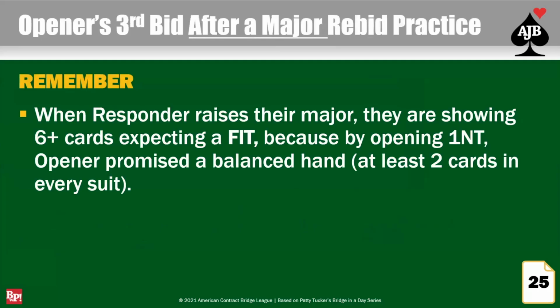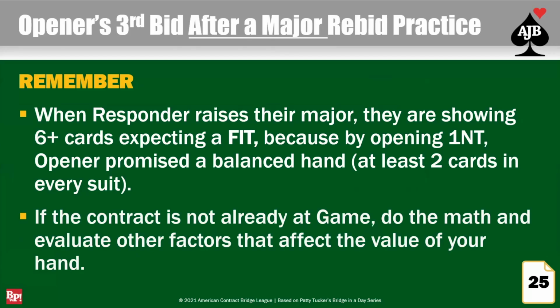All righty. So when responder raises their major, they're showing 6 or more cards. They're expecting you have a fit because when you open no trump, you had to have 2. So that's already decided. If the contract's not already at game, do the math, evaluate anything else that affects the value of your hand, and decide what to bid.